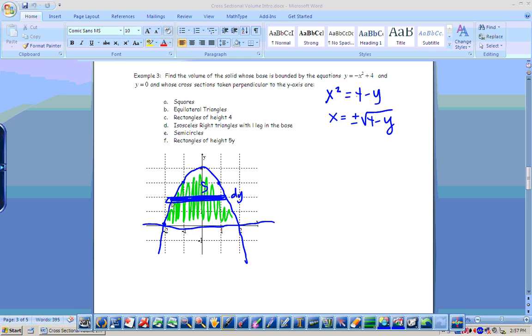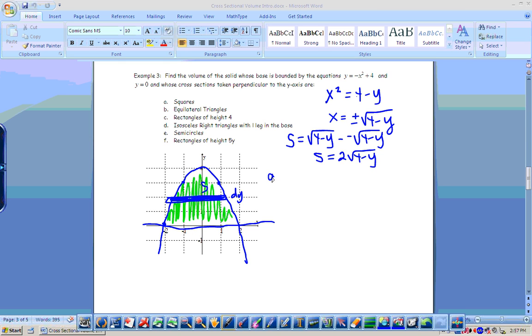So the length of this rectangle, or the length of S, is going to equal the right side minus the left side, which would be the square root of 4 minus y minus a negative square root of 4 minus y. So therefore, S equals 2 square roots of 4 minus y. All right, so I can use that to find all of the areas of these shapes.